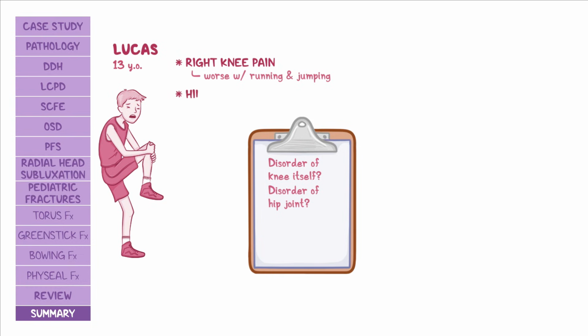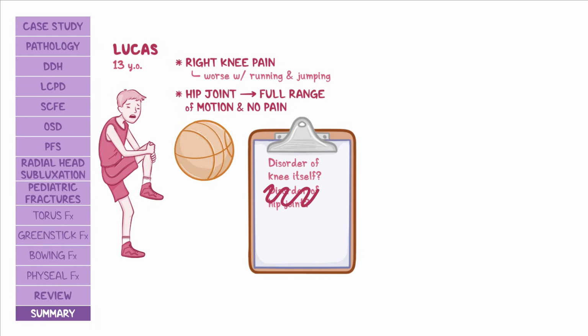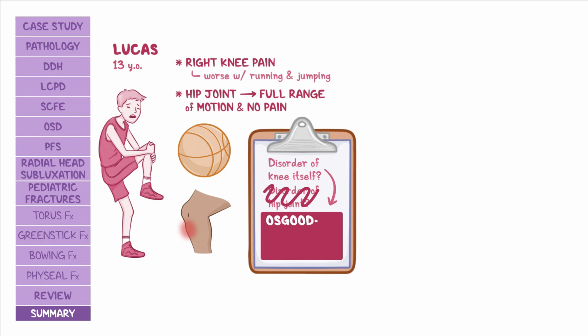The fact that Lucas's hip joint shows full range of motion and no pain should help you exclude hip joint pathologies. Now, a big clue is his intense basketball training, which is a risk factor for traction epiphysitis. And the key here is the presence of a prominent and tender tibial tubercle, which indicates that Lucas has Osgood-Schlatter disease.